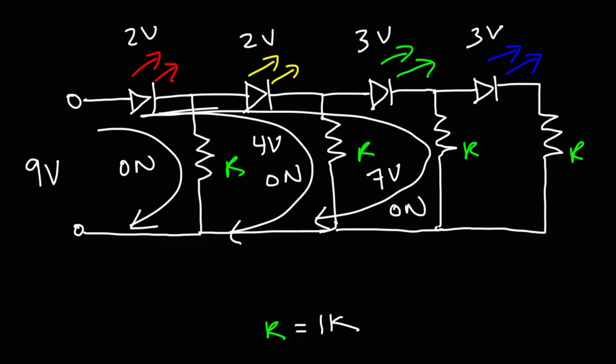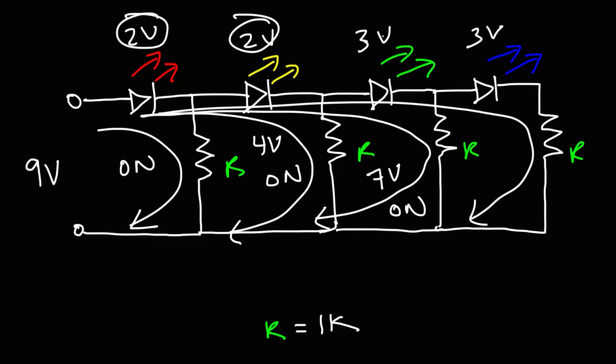For the last one, to power the blue LED, you need at least 10 volts to power all 4 LEDs. 9 volts is less than 10, so the blue LED will be off. And so that's the basic idea of how this circuit works, how you can easily tell which ones will be on and which ones will be off.